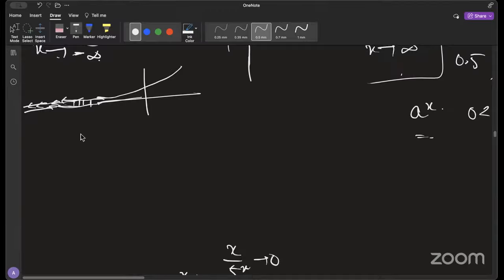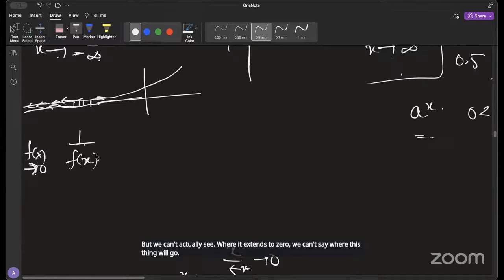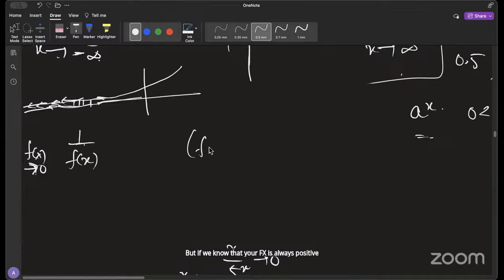If you have 1 by f(x), and if f(x) tends to 0, we can't say where this thing will go. But if we know that f(x) is always positive, then we can predict that this is going to plus infinity.